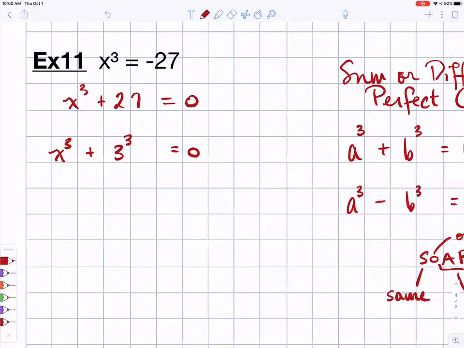Okay, now let's use our formula. Now mine's hidden, but you have yours on paper. I know it's going to be a binomial times a trinomial. What's the binomial piece going to be? Yep, plain old x plus plain old 3.